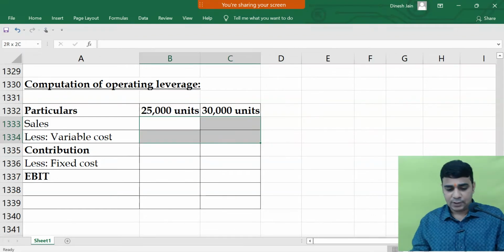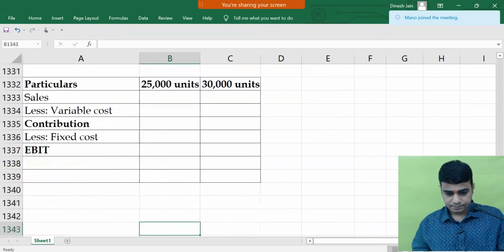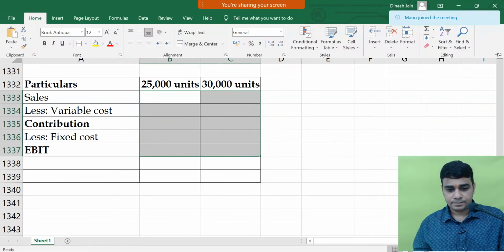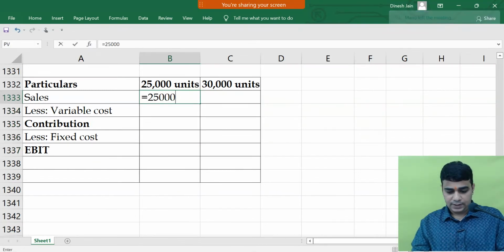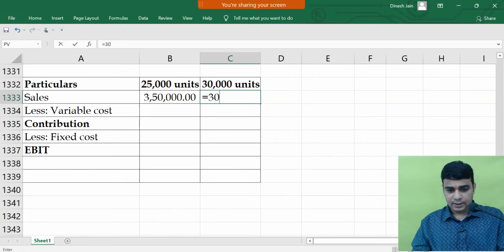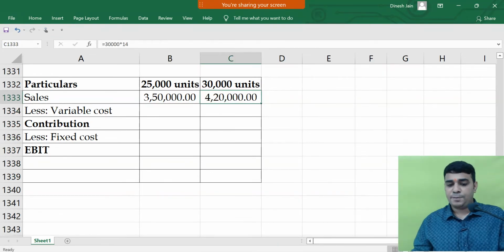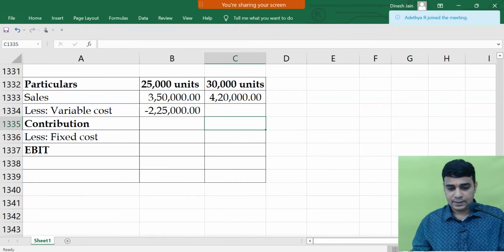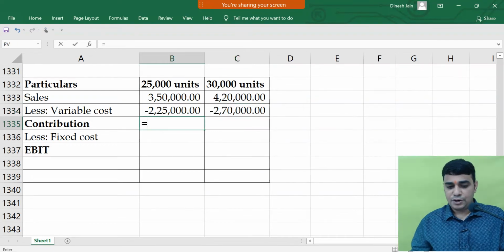The selling price is how much? 14. So 25,000 into 14, 30,000 into 14. Variable cost is 9 rupees per unit. So 25,000 into 9, 30,000 into 9. You get contribution.